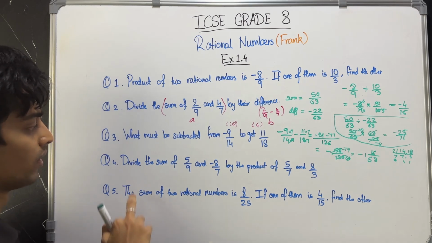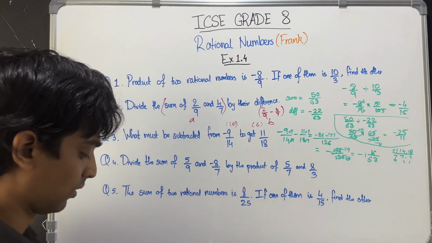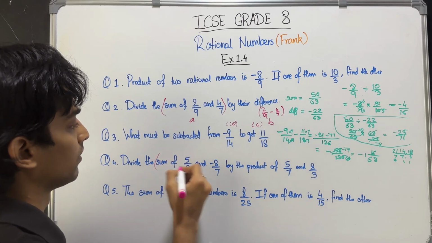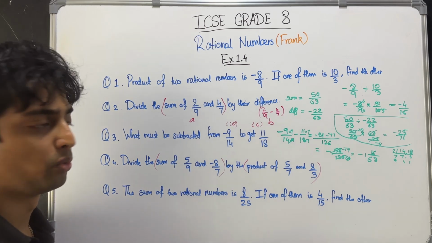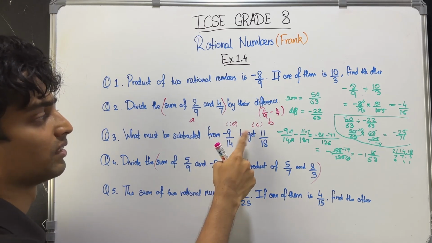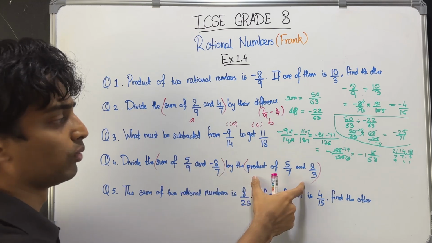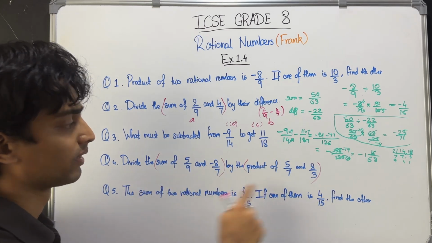Next one, divide the sum of this and this by the product of this and this. Okay, again the same thing. So this is one unit which we have to solve first. This is another unit we have to solve. There are two tricks. The first one is to assume these numbers. The second trick is to just write them as units. So this is one unit, solve this, another unit, solve this, and then do whatever is given.